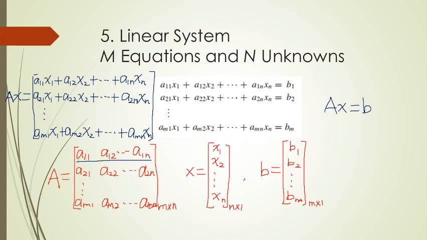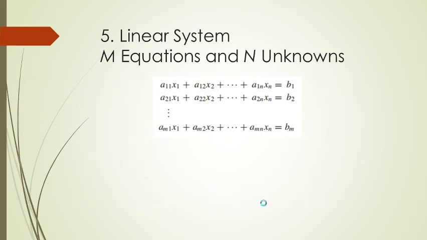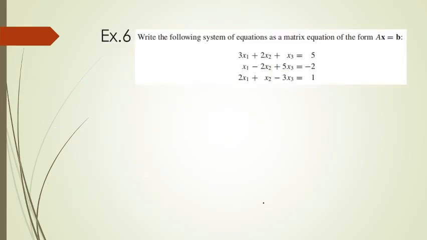Or we can write the m by n linear system in matrix format, Ax equals b, where A is the coefficient matrix, x is the n by 1 column vector because we have n unknowns, and the right side constant b is m by 1, which means the dimension is m. So that is the system, okay?